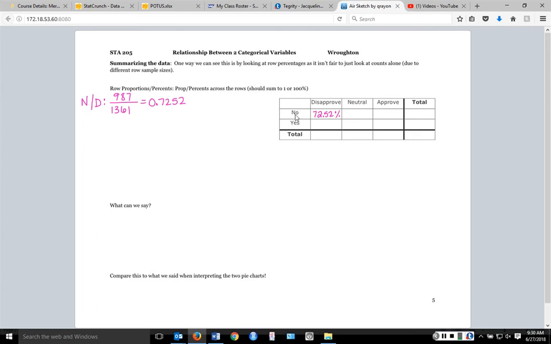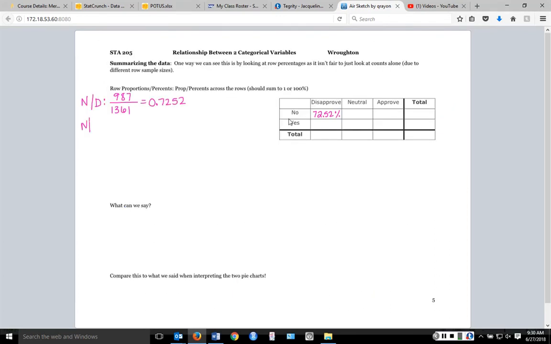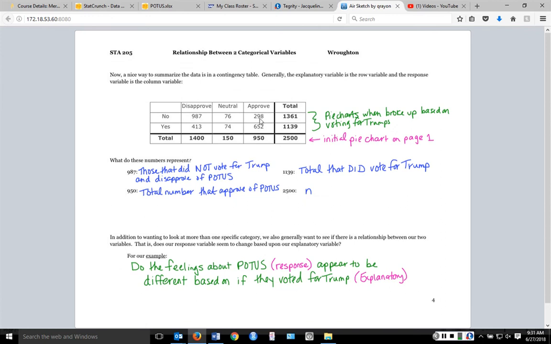Next, I'm still going to focus on those that did not vote for Trump, but now I want to figure out what percent were neutral when it came to their feelings about the president. So to do that, we're going to use our 76 that were neutral, but again, we are just looking at those that did not vote for Trump, so I'm going to divide by the 1,361. And when I do so, we are going to get 0.0558. Again, moving the decimal 2 places to the right will give me 5.58%. In a similar fashion, we'll find our approve percentage by taking the 298 divided by the 1,361.